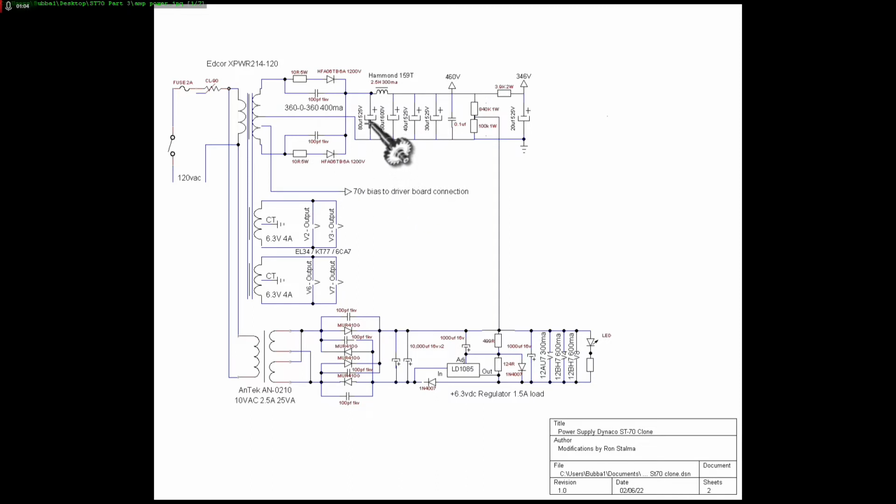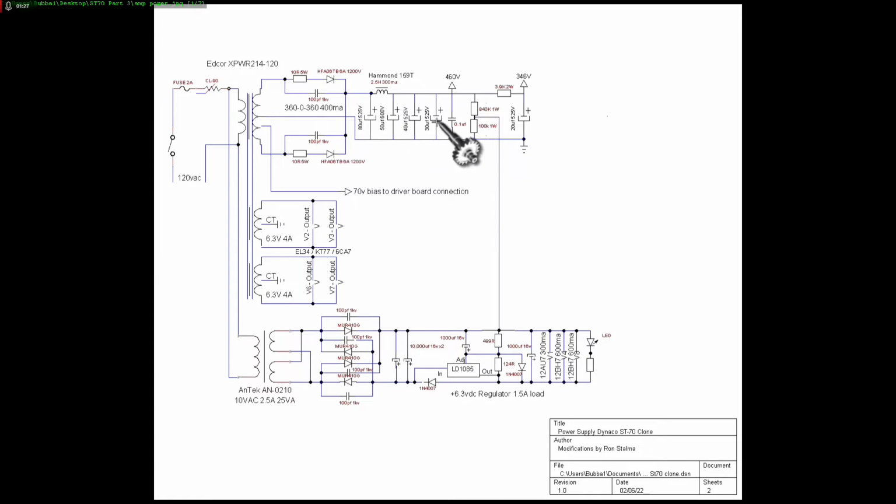And the first capacitor is the CE capacitor. That's 80 microfarads. I have the Hammond 159T, 2.5 henry at 300 milliamp there. And the next capacitor is that 50 microfarad I tacked onto the power supply board.